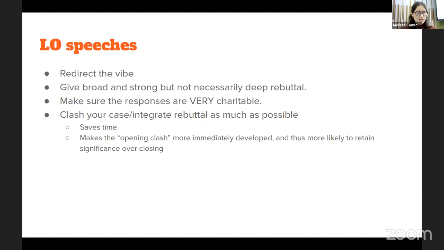So it saves time to integrate it as much as possible, but it also makes the opening clash way more developed immediately, which means that the DPM and the DLO can really dig into that clash and resolve it, make it better, make it more well argued, which means that the opening clash is more likely to be significant over closing.